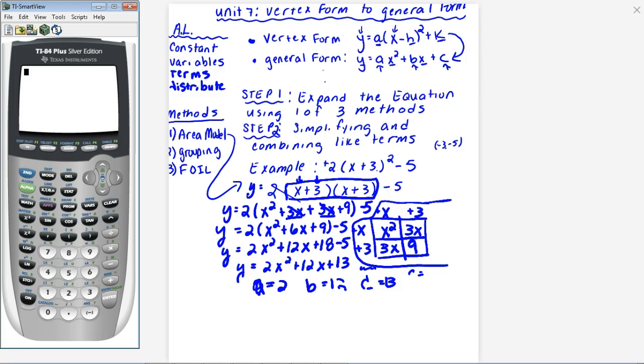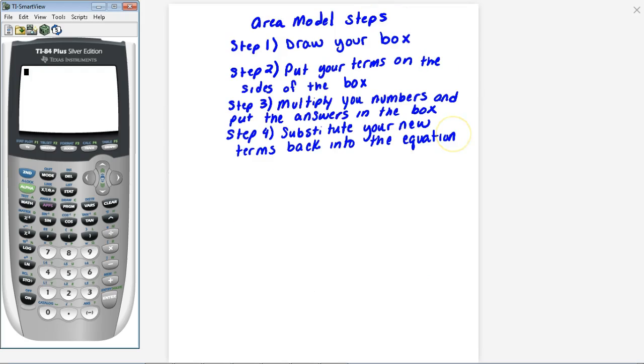So I'm going to change papers here because it looks like I'm running out of the bottom of my paper. I'm sure you guys have more room on yours. And we're going to write down the steps for the area model. Okay, so make sure you have these in your notes. So area model steps. All right, you guys, so I wrote up my steps, but I'll walk you through them. Step 1, draw your box. Step 2, put the terms on the sides of the box. And for quadratics, we're always going to just do a 2 by 2.